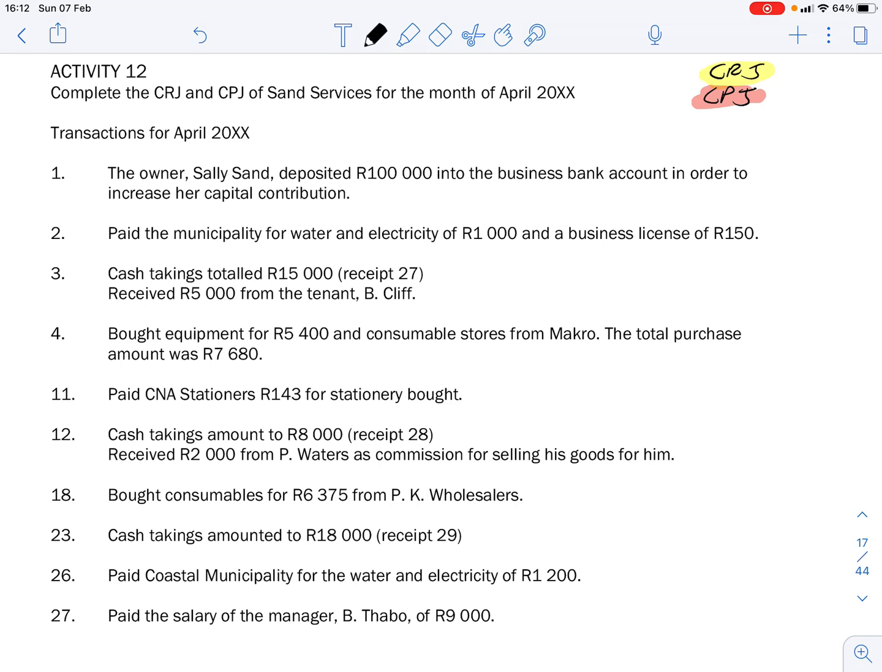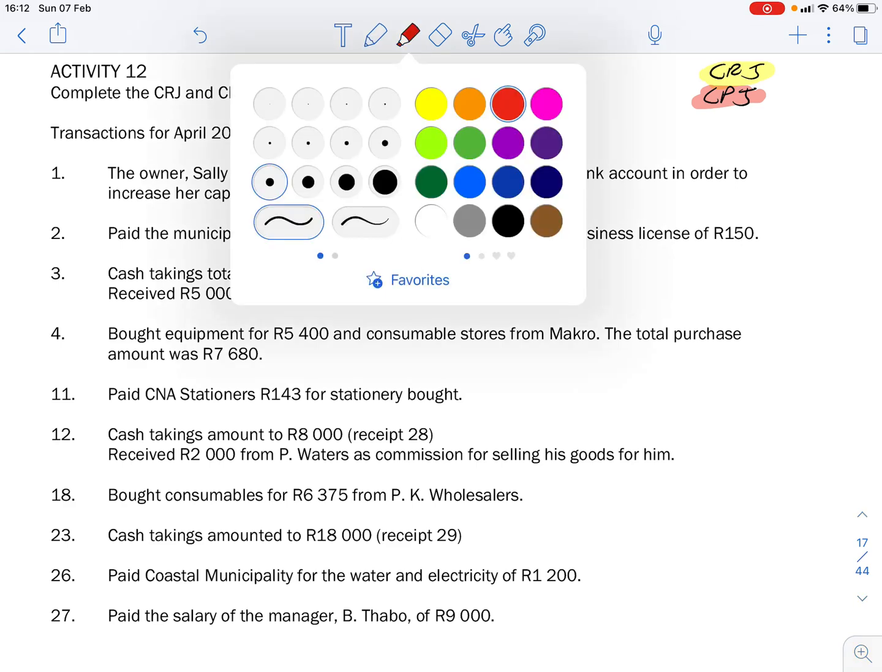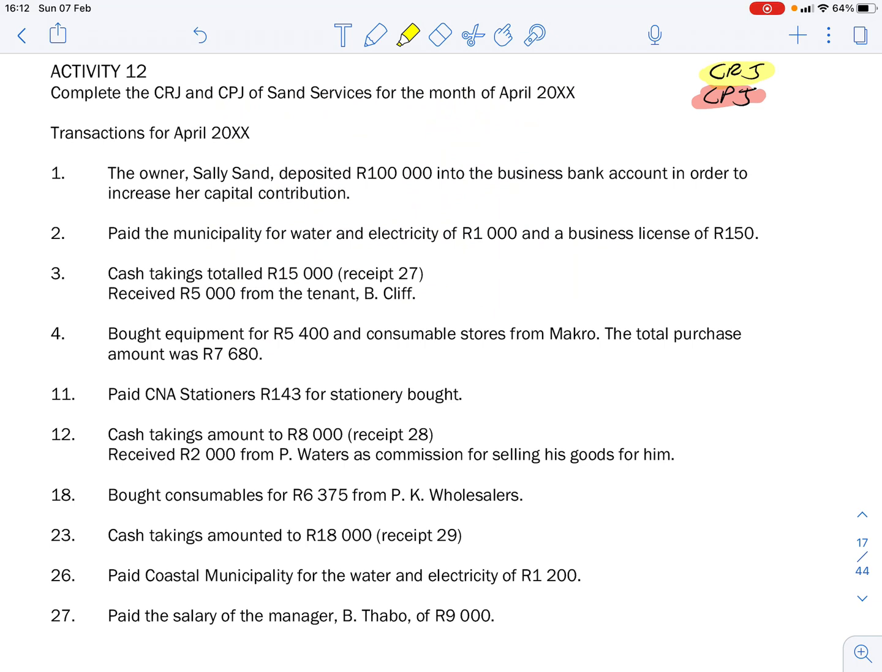It tells us to complete the CRJ and the CPJ of SAN services for April 2021. So let's classify all of our transactions first. The first one, the owner Sally Sand deposited 100,000 Rand into the business's bank account in order to increase her capital contribution. Now, she's deposited it directly into the bank account, so we're going to have a bank statement.